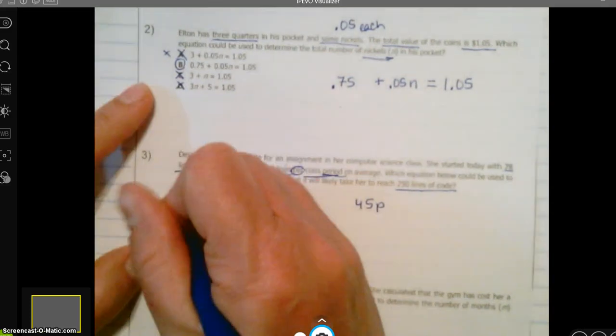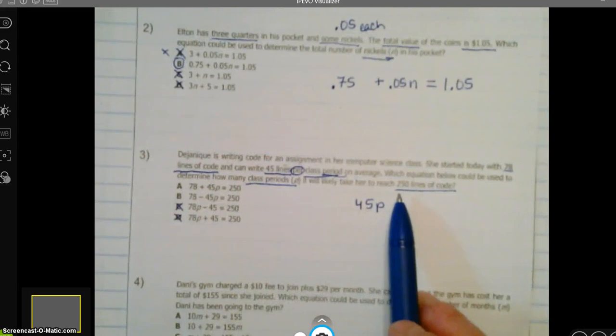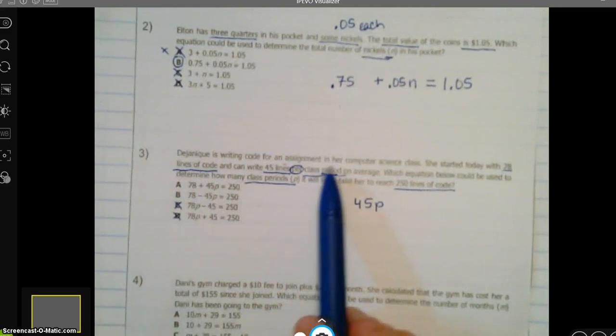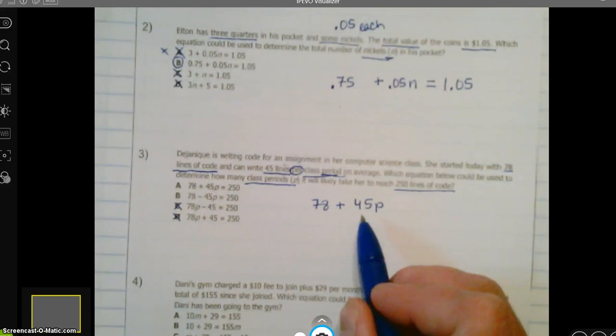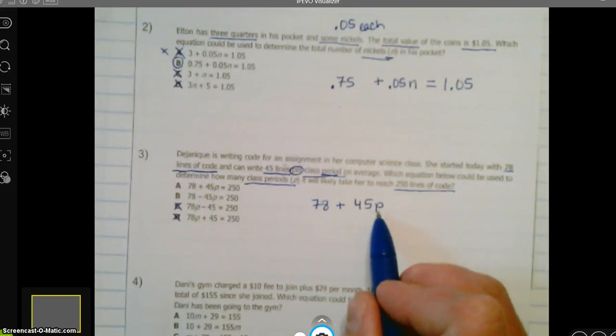Now I'm going to go back and reread a little bit more. So this says we want a total of 250 lines of code. There it is. So she's writing lines of code. She started with 78, so that's how many she's starting with, right? That's her starting point. And then she's going to add 45 lines per class period. 45 lines per class period.